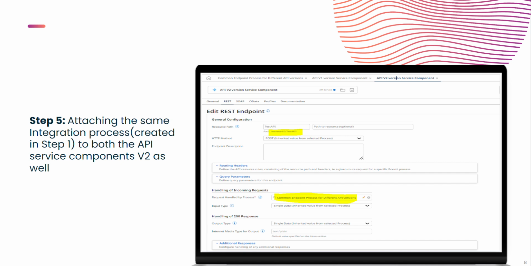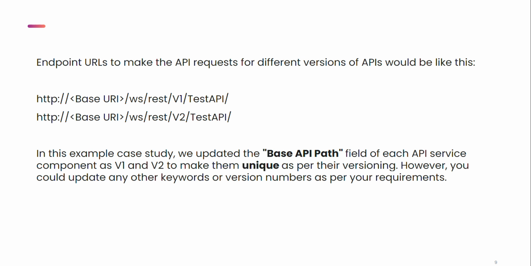We are attaching the same process to the V2 API service component as well here in the step 5. So finally, the URLs for V1 and V2 would look like this: base URI slash the resource path, which is having the V1 and V2, which is making them unique. However, the backend integration process or the REST endpoint would remain the same.